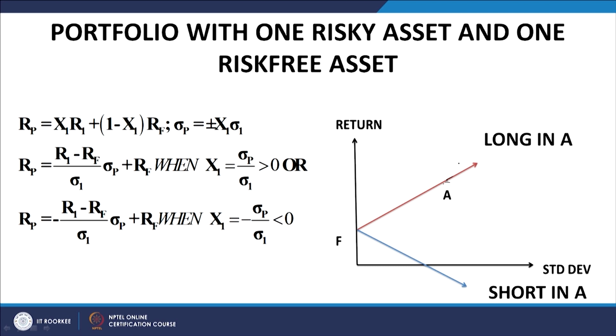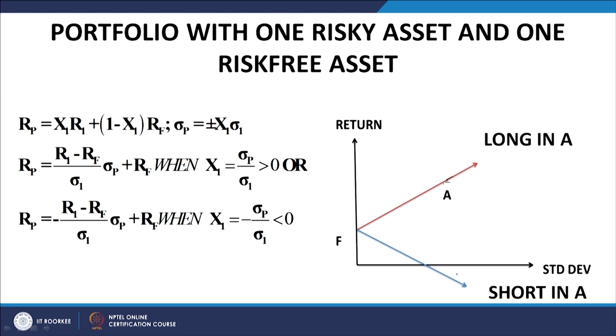from the risky asset into the risk free asset. So, we have a combination of the risk free asset and the risky asset along AF. At F, we are completely invested in the risk free asset, no A is there, and beyond A, we borrow at the risk free rate and we invest in A.